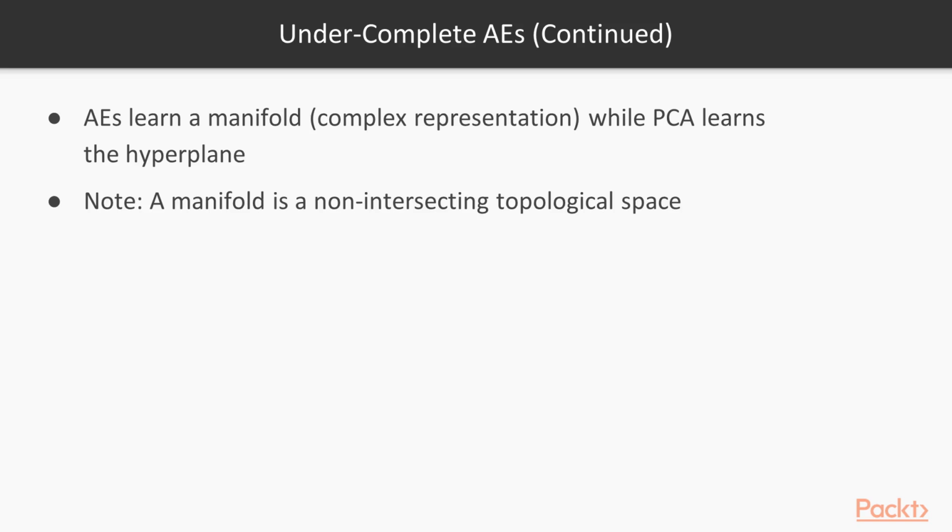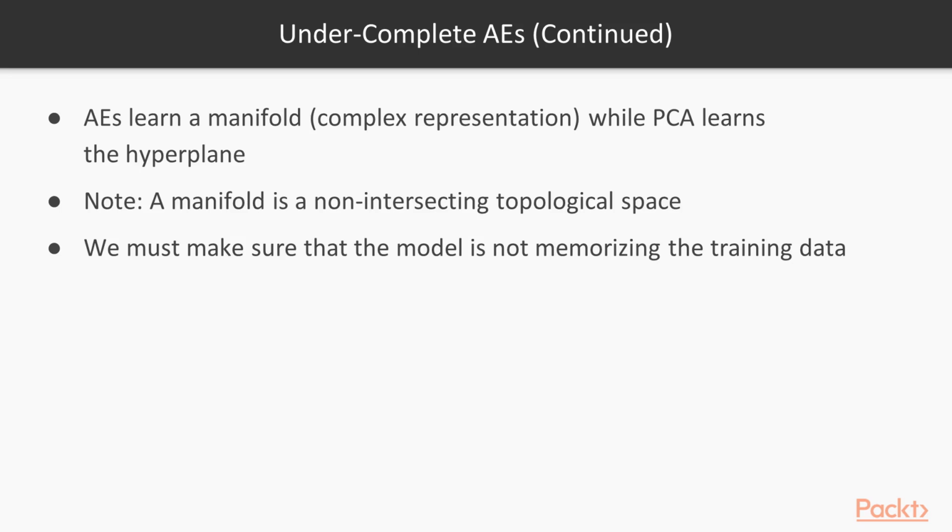In the undercomplete autoencoders, we must make sure that the model is not memorizing the training data. That's why we put a limitation on the number of neurons in the hidden layer.